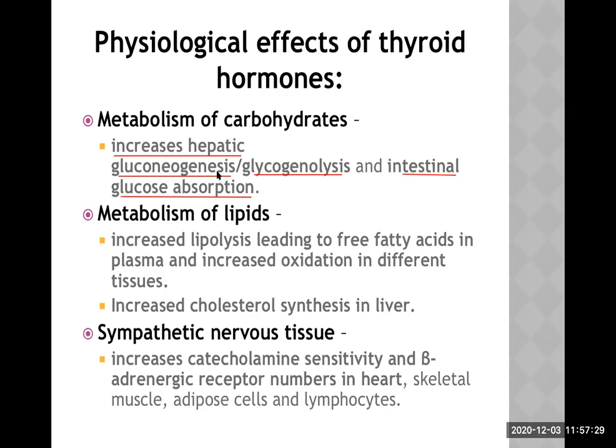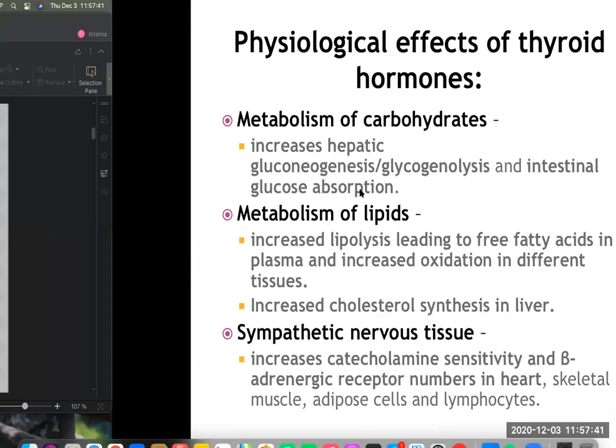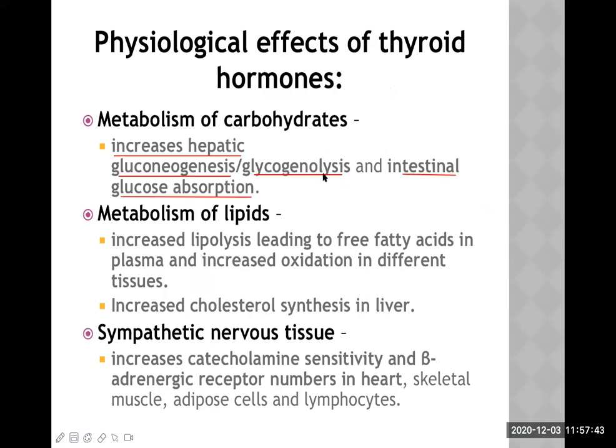Because gluconeogenesis is new glucose formation or synthesis. So it will lead to excessive glucose level in the blood. Glycogenolysis is the breakdown of glycogen into glucose, and increased intestinal absorption will also do the same thing.